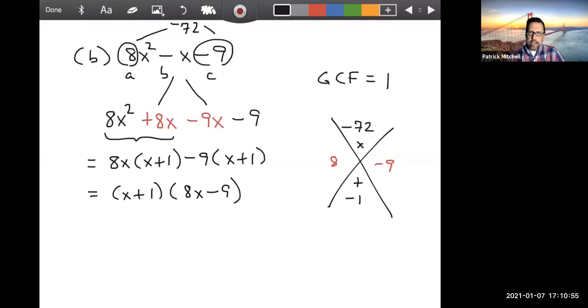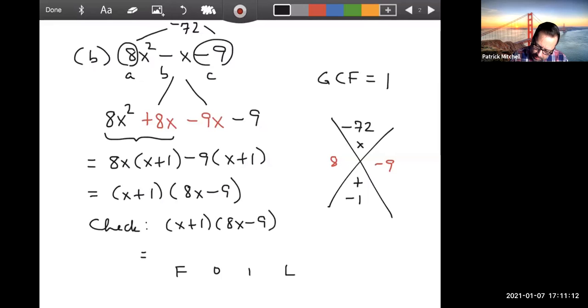All right, so let's check that one because we're doing this a new way. So remember, the check is just take your thing that you think the answer is and FOIL it back together. FOIL. X times 8x is 8x squared. X times minus 9 is minus 9x. 1 times 8x is 8x. 1 times minus 9 is minus 9. Lo and behold, I combine my like terms and I come up with 8x squared minus x minus 9.